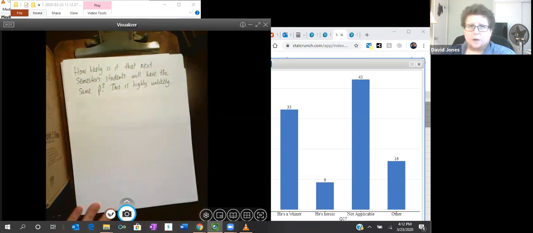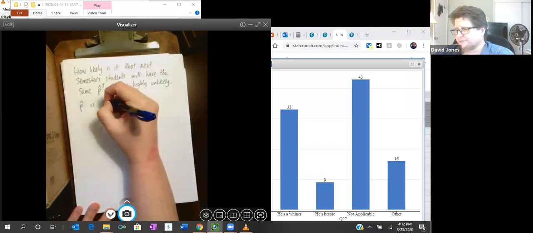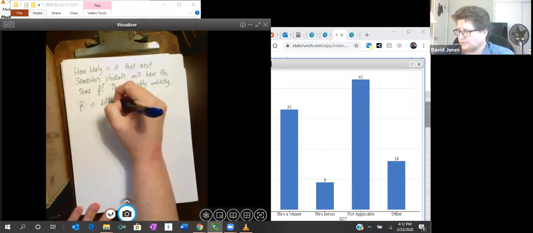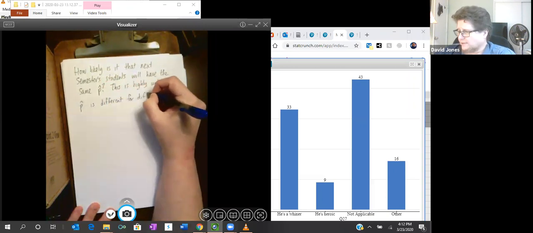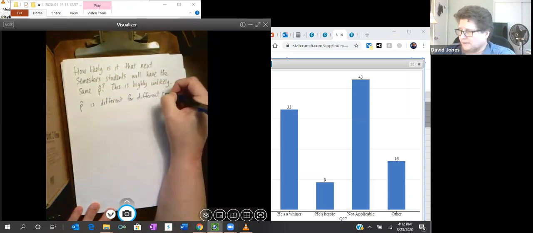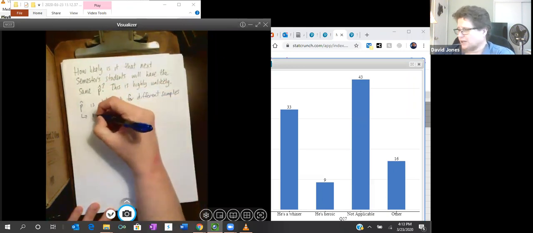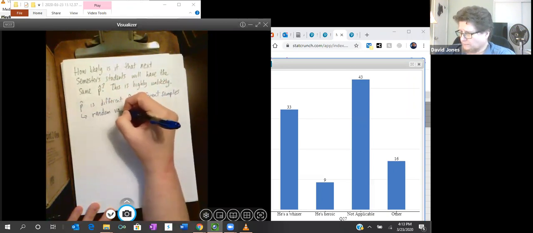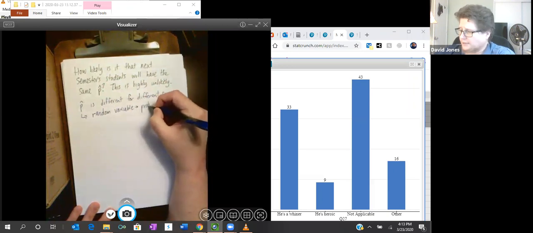And where I'm going with this is p hat is different for different samples. And that means, since it changes, it's a variable, and we call it a random variable. And therefore, it has a probability distribution.